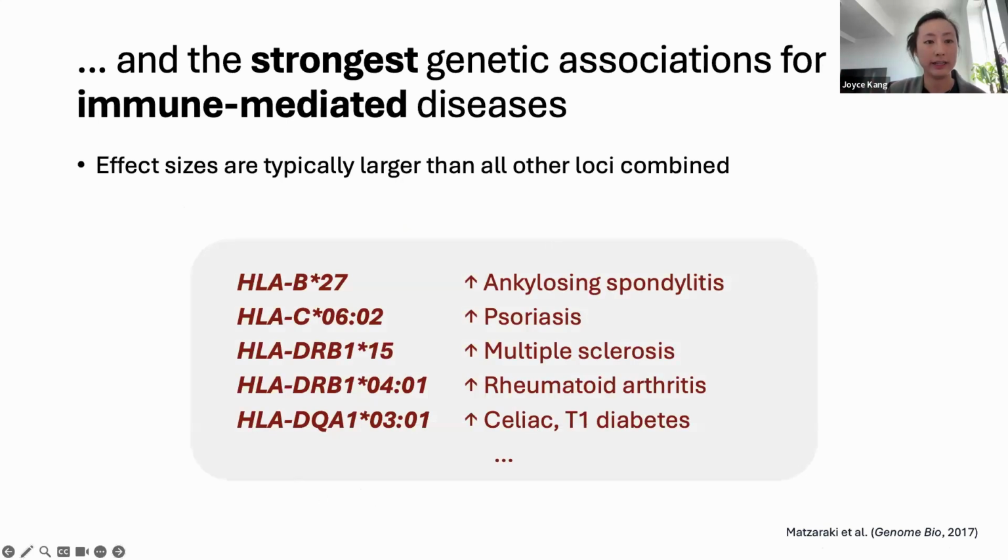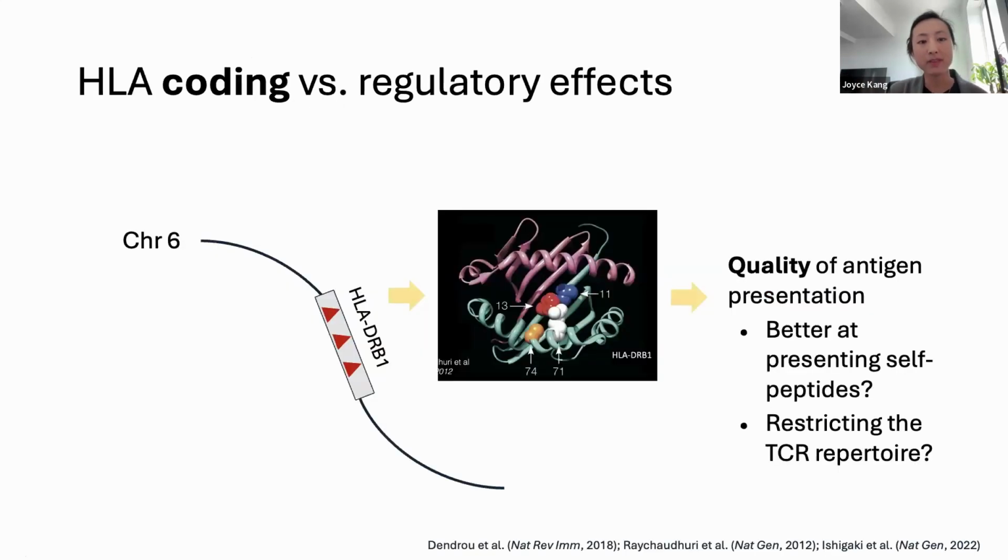As you can see here, HLA-B27 is very highly associated with ankylosing spondylitis, and there are other HLA disease associations. Exactly how these different HLA variations lead to disease is not fully understood, but there are several possibilities. One is the conventional thought that there are coding variants, like these red triangles within the HLA genes themselves, that change the protein of the HLA molecule and may affect binding to certain antigens, better presenting self-peptides, affecting the quality of antigen presentation.